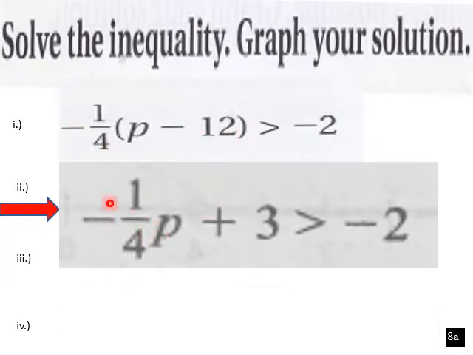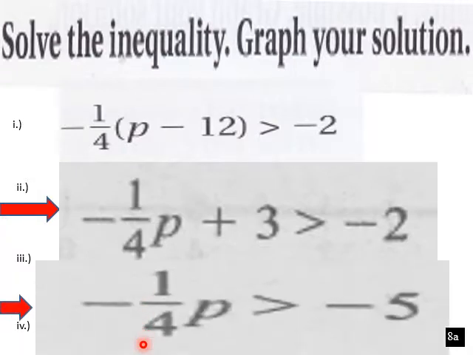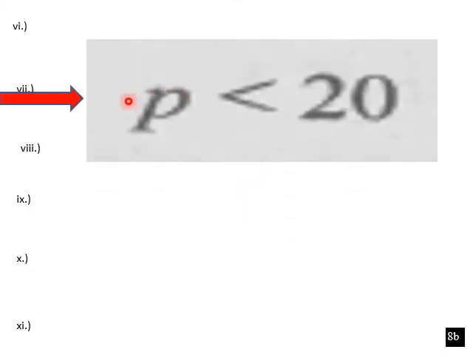Negative 1/4 p. We're going to distribute our multiplication through our parentheses here. Negative 1/4 p plus 3. Negative times negative equals positive, is greater than or equal to negative 2. And then we're going to subtract 3 from both sides. We get this now as greater than negative 5. Now we're going to multiply through by the negative number, and we get p is less than 20. We have a sign change here because we multiplied through by a negative number.